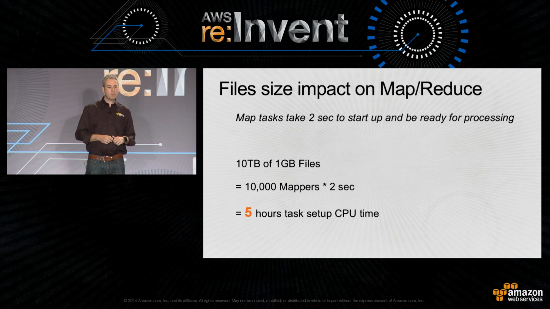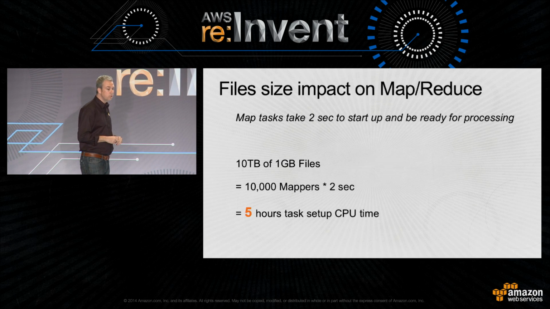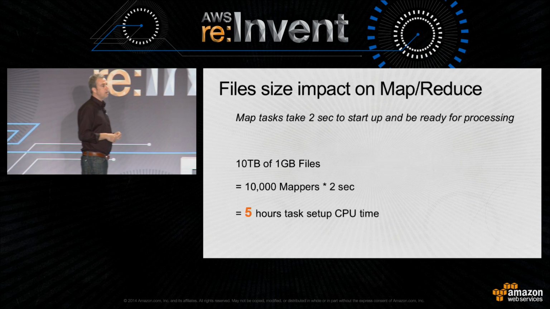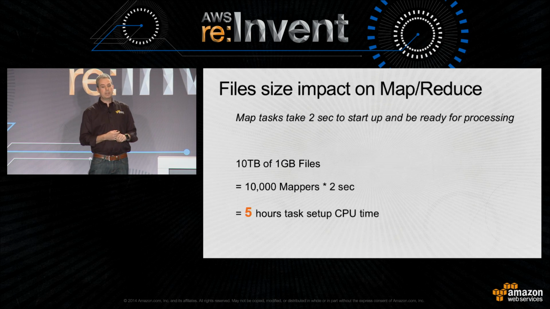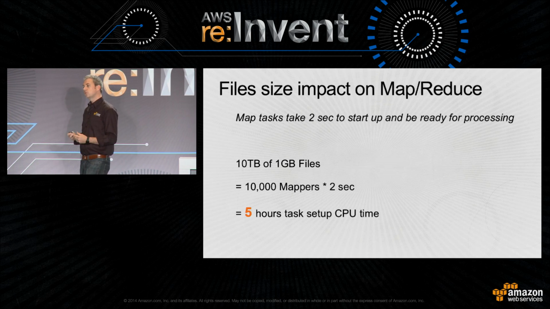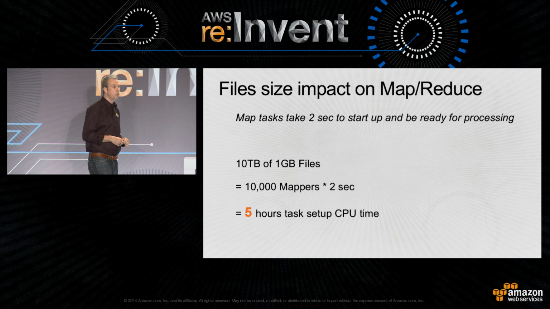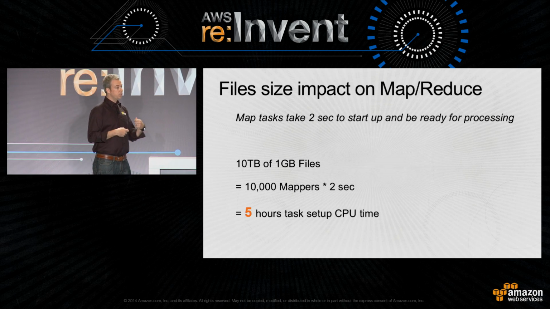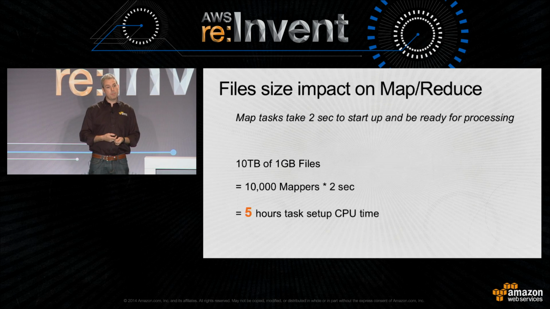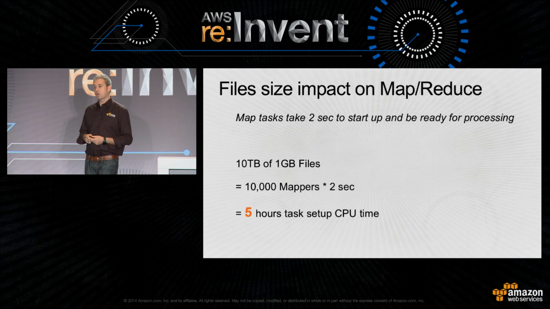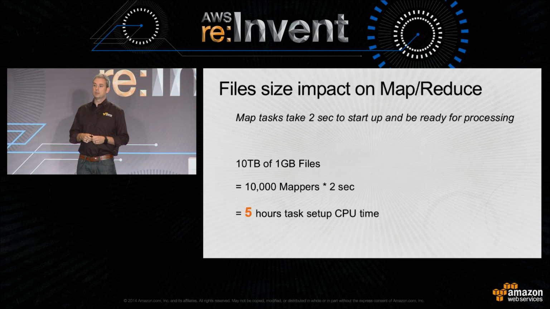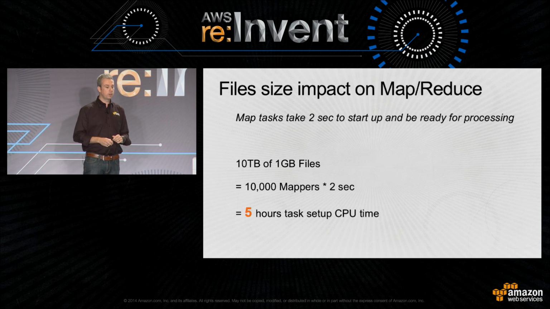But if we compare that with gig files, we reduce that time exactly linearly. We reduce the number of tasks that we need to spawn in order to process that data, which means we spend significantly more time actually working with the file contents rather than starting up, shutting down, starting up, and shutting down.